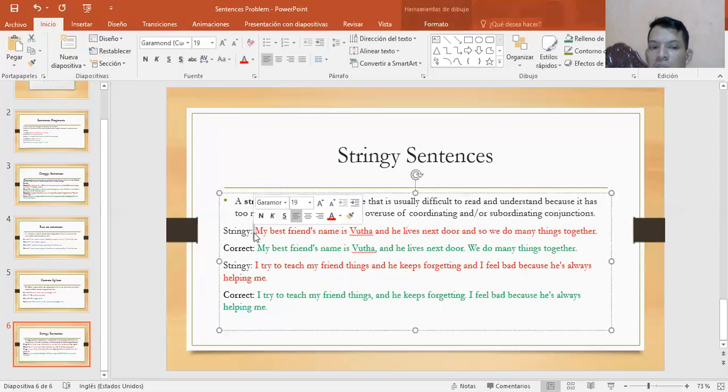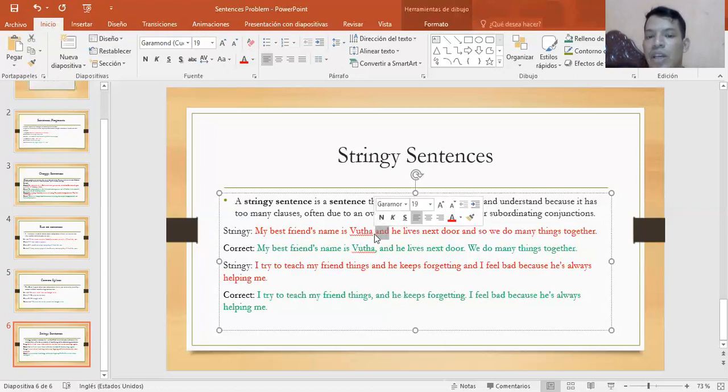It's a correct sentence, it's okay, and we can understand what the person who is talking wants to say. My best friend name is Buta, and he lives next door, and so we do many things together. That is very usual when we are talking. Almost every time we talk, we want to say one thing and another. We use "and" as the most common connector, and in speaking it is okay, but not in writing, because we have to be careful not to overuse this connector.